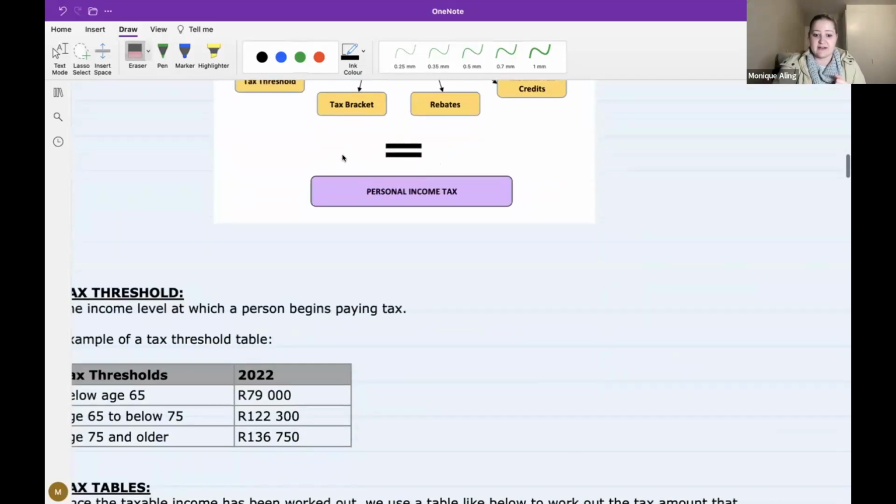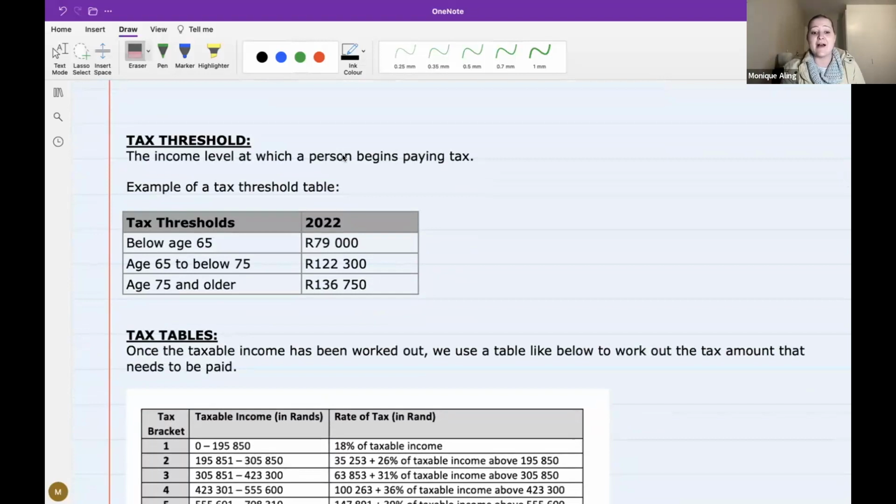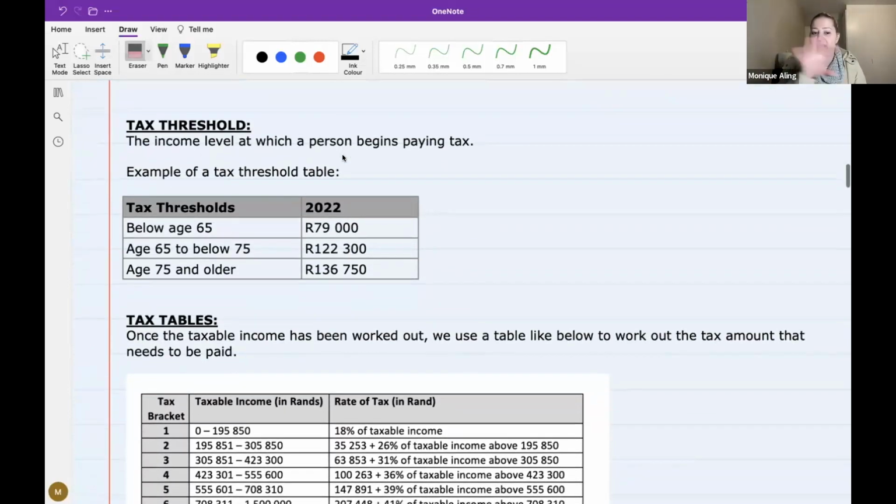All right. So then let's just look at tax threshold. This is the income level at which a person begins paying tax. They'll always give you a table on thresholds. For example, if you are below 65 in this table, you need to be earning an annual salary of 79,000 Rand.